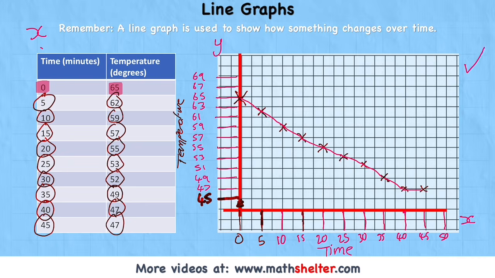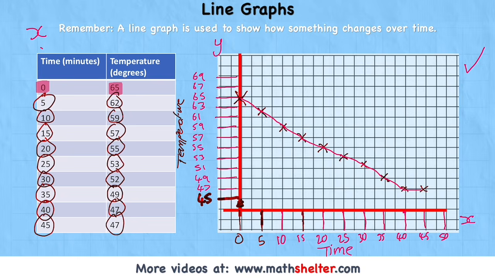Everything is now complete. And what we could do is we could look at this line graph and now start to answer some questions. We could say, was the temperature decreasing over time? And we can say yes to that because we can see the temperature is dropping and dipping over time.